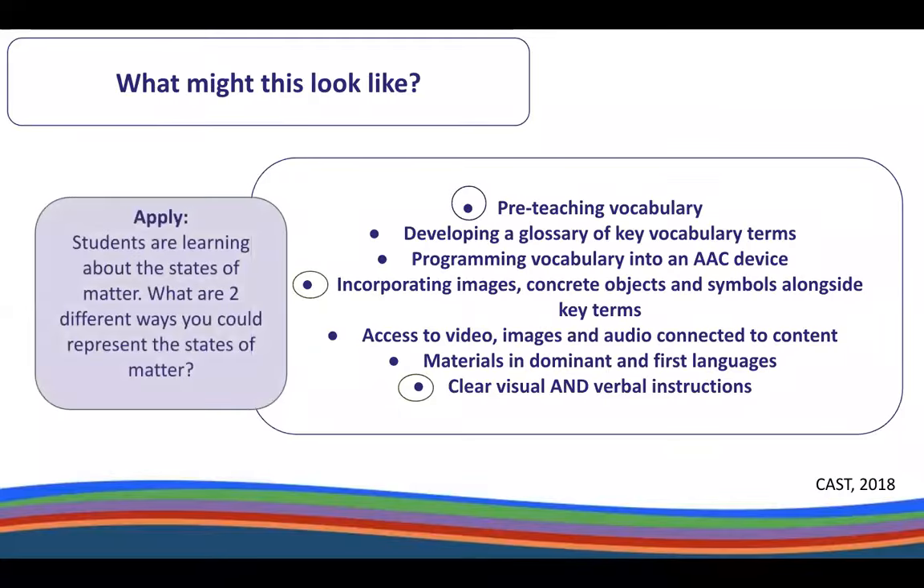Now it's your turn to try applying this. Students are learning about the 3 states of matter. What are 2 different ways you could represent the states of matter?